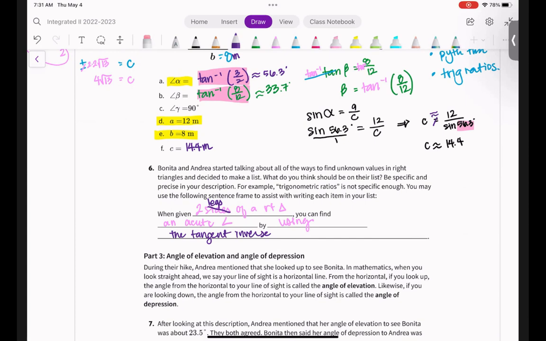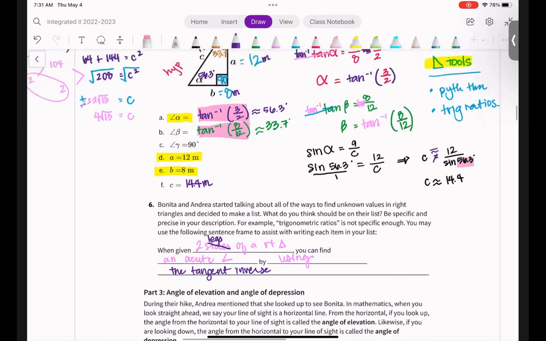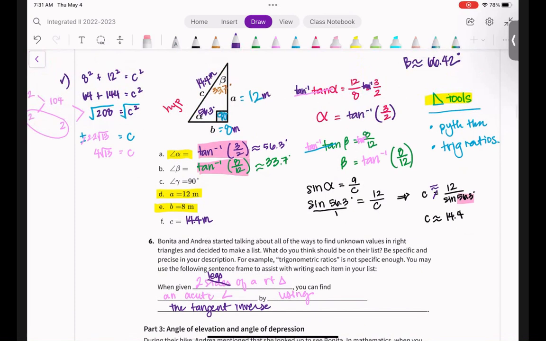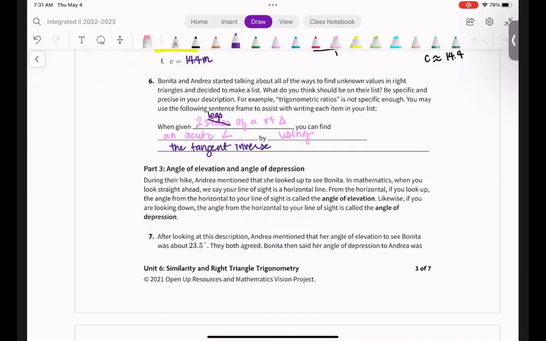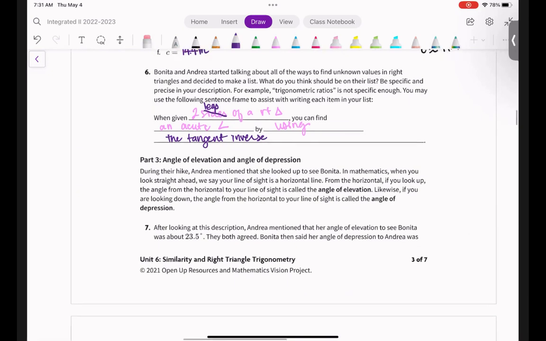Okay, which is to find the tangent inverse. Now you could do this again. If you are given two angles of a right triangle, how would you find the third, right? And so on and so forth. So there's a bunch of them that you can write. I'm interested in seeing what you write. Go ahead and put it in the comments, and we'll see how many we can actually get, right?